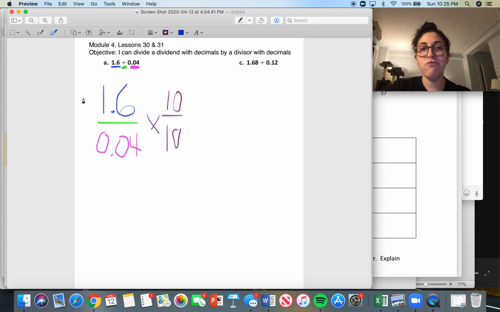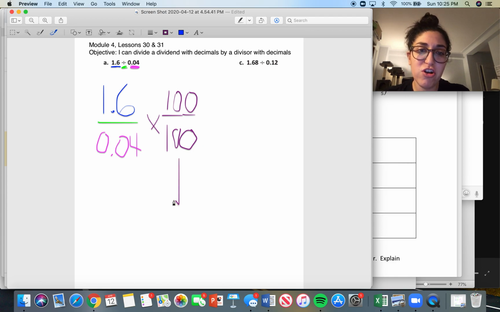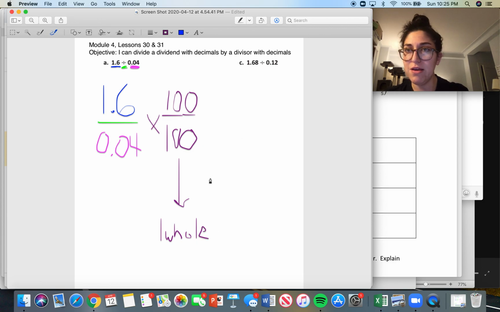instead of multiplying it by 10 over 10, I multiply it by 100 over 100. And why is this still okay? Because this is still just one whole. Yes, it's broken into smaller bits. It's broken into 100 bits, but you're still eating all 100 of them. You're still eating the whole cake.